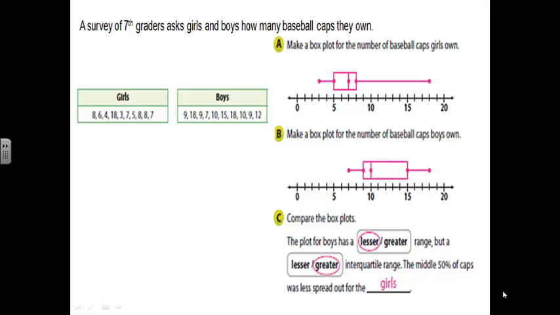So when we compare the box plots, the boys had a lesser range but a greater inner quartile. You can tell that by seeing how big the box is and how short the whiskers, or the lines, are out from the box. And your inner quartile is that box. That's what you call the inner quartile, and we're looking at the range there. The middle 50% of caps was less spread out for the girls. That makes that box look like it's kind of squished in. It's a smaller box compared to the bigger box of the boys.